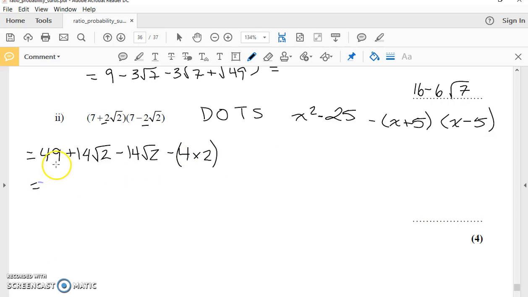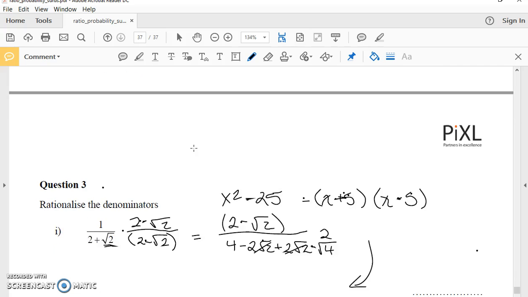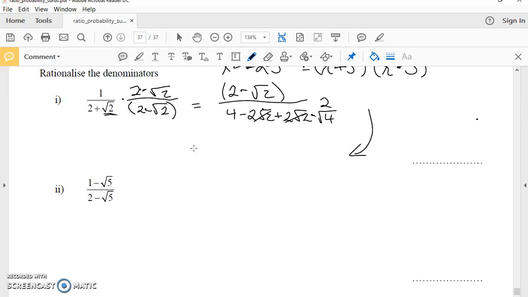So if I simplify that, that gives me 49 minus 8. So 49 minus 8 gives me 41. And then I've got plus 14 root 2 minus 14 root 2. So these cancel out to 0, and I'm left with just 41. So when we have a difference of two squares, that is going to allow us to cancel out our square root term, our surd term, without having to do anything super complicated.